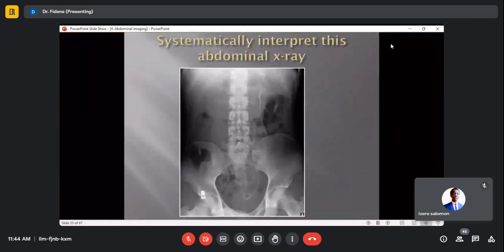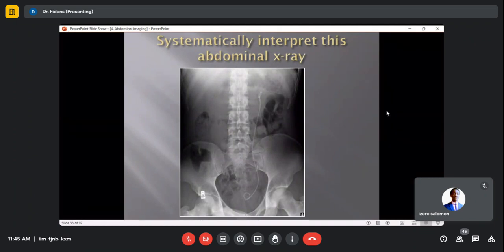And yeah, small intestine. I don't see small intestine. Small intestine is normally, listen to me. I hope people are following.